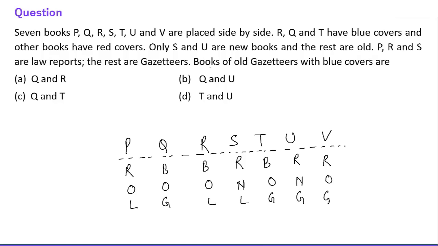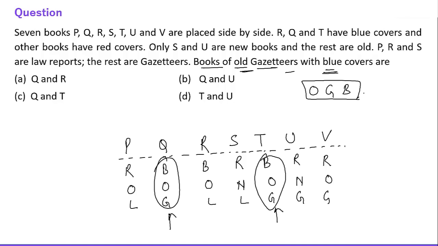So books of old gadgeteers with blue covers. So G, B, O. Old, G, B. OGB we need to find. Books, old and gadgeteers, B for blue, sorry. Blue, old, gadgeteers. So the answer is Q and T. Here, C is the correct choice. Now let's move to the other one.